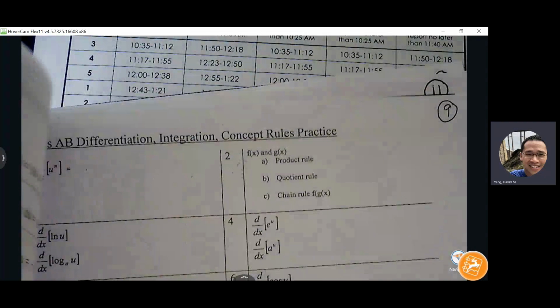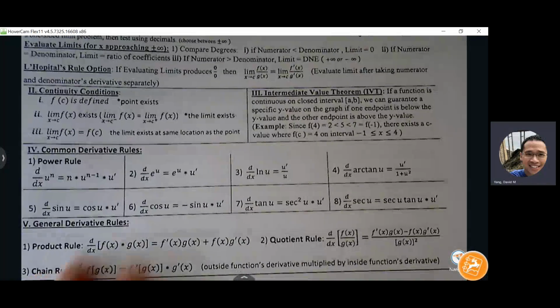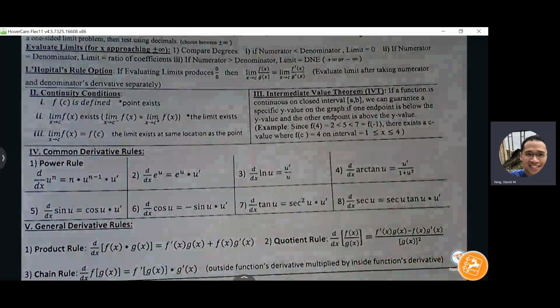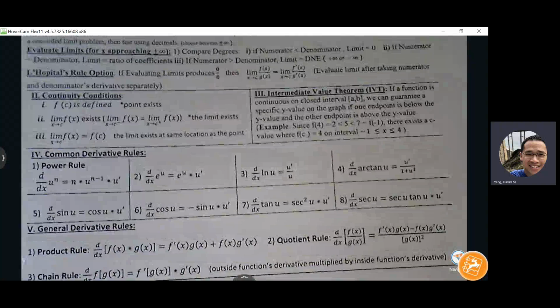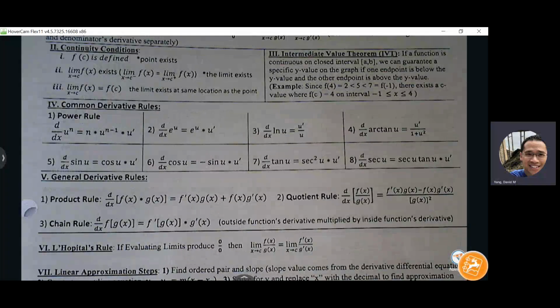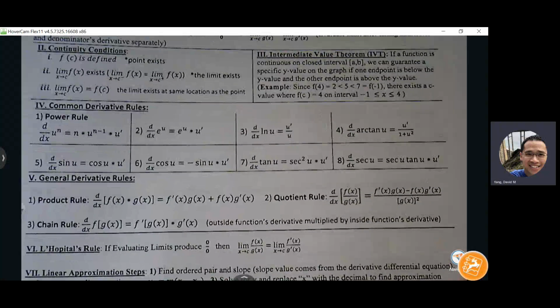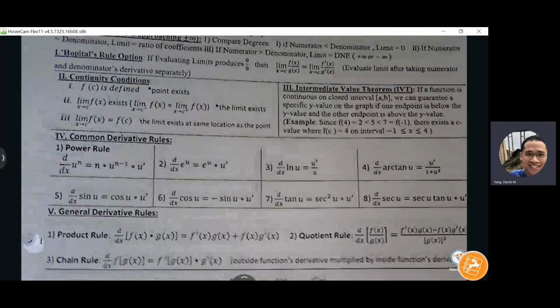On page 9, I also have an additional page, just a formula sheet for you to practice with. But I consider the absolutely necessary formulas to memorize to be on page 11. This is not all of it, but if I were to narrow down to the top 8 derivative rules that show up over and over again on AP exams, these are the 8. And for integral rules, I narrowed it down to 6 or 7. Ideally, if you're able to, memorize all the formulas. But if you just want to do the bare minimum, look on page 11 and page 12.